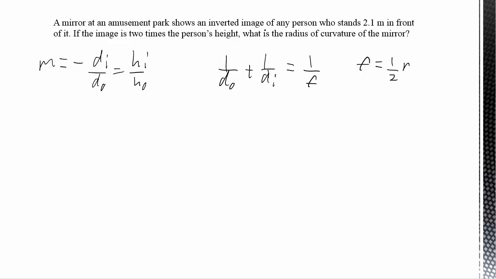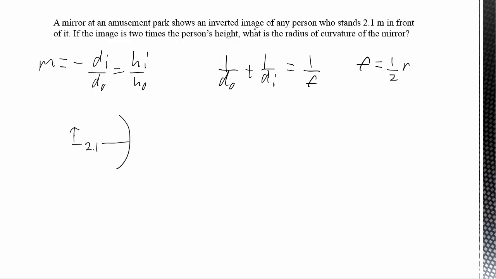Let's look at this problem here. We've got an amusement park mirror that gives an inverted image of a person who stands 2.1 meters in front of it. If the image is 2 times the person's height, what is the radius of curvature of the mirror? So let's say we've got our concave mirror here. I'm going to draw a little arrow, so that's our object. And then the distance here is 2.1 meters from here to here. And then we've got our image.